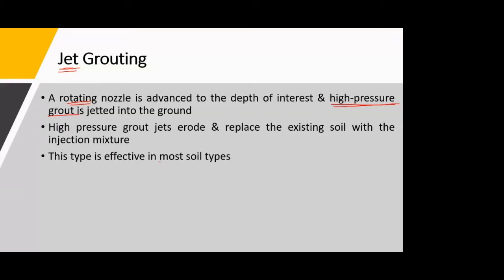This method is effective in almost all types of soil, and it can target a specific depth. If you need to stabilize the soil at, suppose, 2.5 meter depth, you can stabilize the soil only in that region. So you can be depth specific over there. But generally it's a messy process.